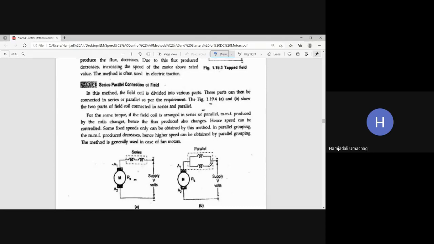The net flux will be decreasing in the case of parallel circuit. Because of that, if flux decreases, then automatically speed will be increasing, because speed is inversely proportional to the flux. Okay, now let us see the explanation here.